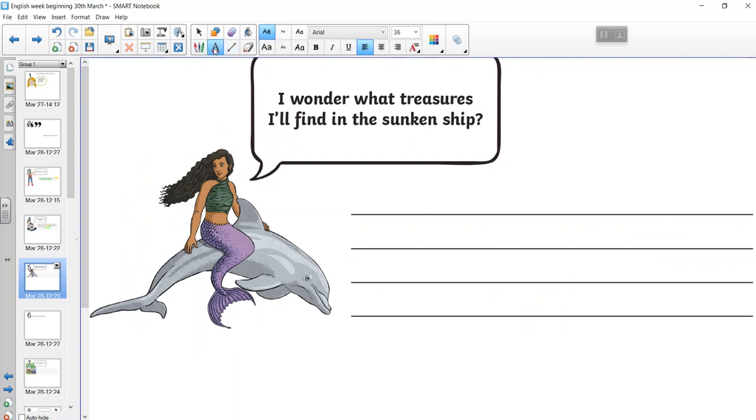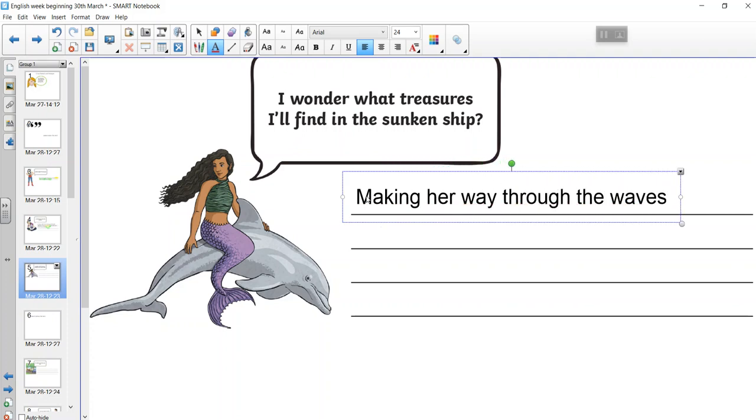Here we have a mermaid, and the mermaid is riding the dolphin. And she's saying, "I wonder what treasures I'll find in the sunken ship." So I'm going to start with a fronted adverbial, making her way through the waves. That's my fronted adverbial. The mermaid. And this time I'm going to use the word said, I think. Making her way through the waves, the mermaid said, and now I need my inverted commas.